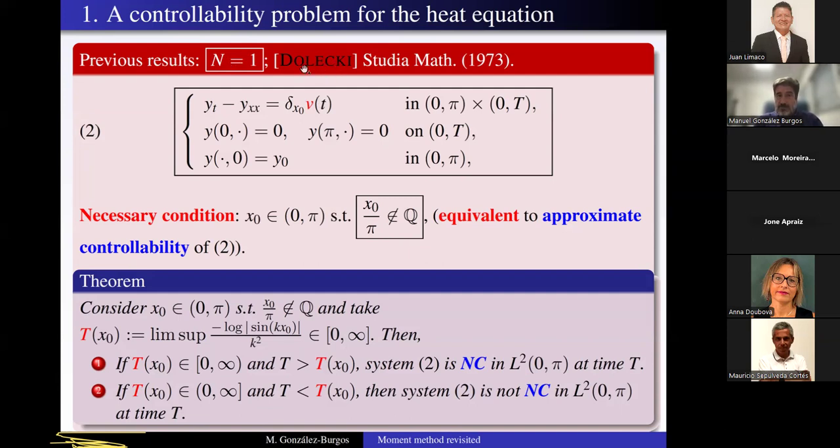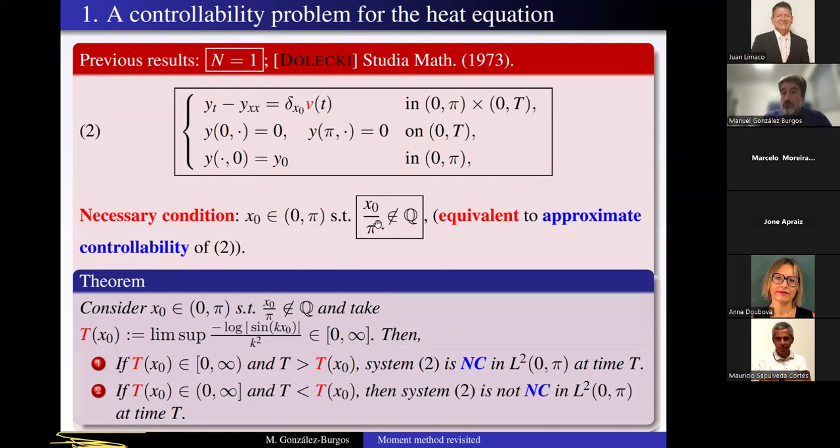This problem was studied by Dolecki, and he proved that in order to have the null controllability result, we have to add a necessary condition: x0 must satisfy this condition. x0 over pi must be an irrational number. And this condition is equivalent to the approximate controllability of this problem.